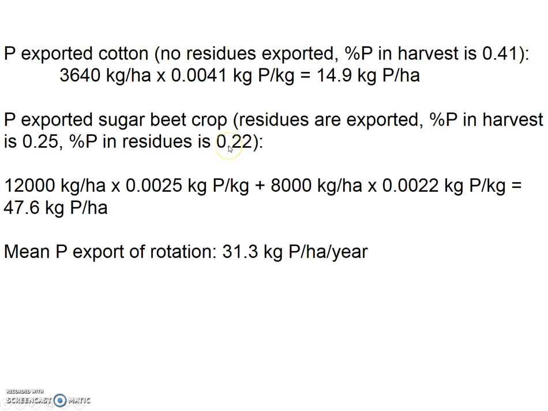For sugar beet, we are also exporting residues, and the percent phosphorus in harvest is 0.25 and in residues is 0.22. Now we calculate the product of the dry matter yield multiplied by the percent phosphorus in yield, plus the amount of residues in dry matter multiplied by the percent of phosphorus in the residues. And the total is 47.6 kilograms of phosphorus per hectare. Now we calculate the average for the rotation, which is the average between 14.9 and 47.6, and we come up with 31.3 kilograms of P per hectare per year.